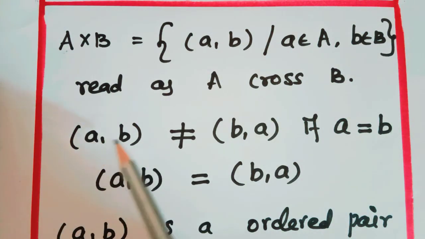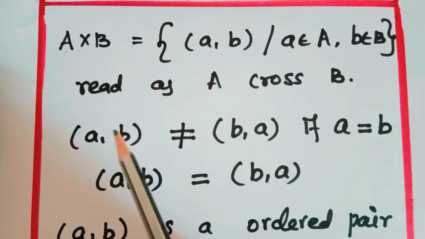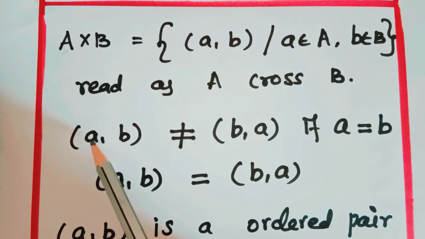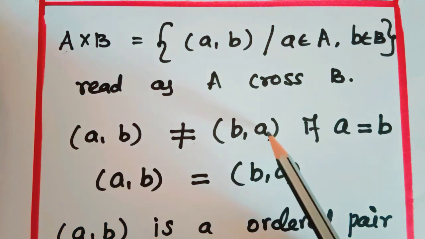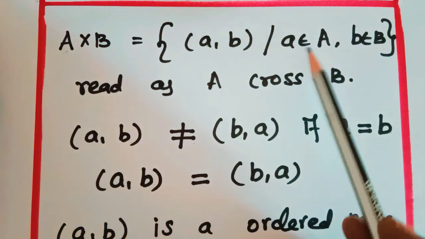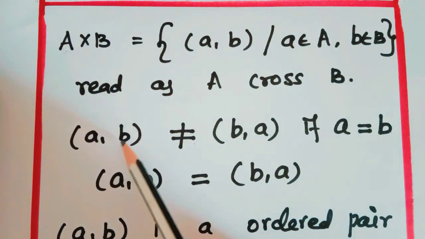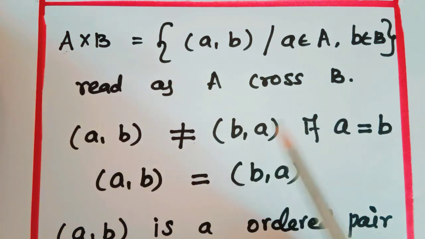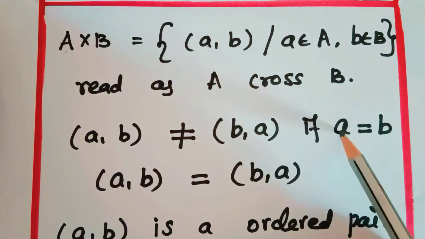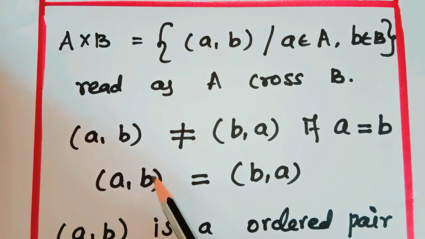The ordered pair (a, b) is not equal to (b, a) because the order is important. (a, b) is never equal to (b, a). So the order of the elements is very important. The first element belongs to A and the second element belongs to B. So this is the condition. The two ordered pairs are equal only if a equals b. If a and b are equal, then (a, b) is also equal to (b, a).